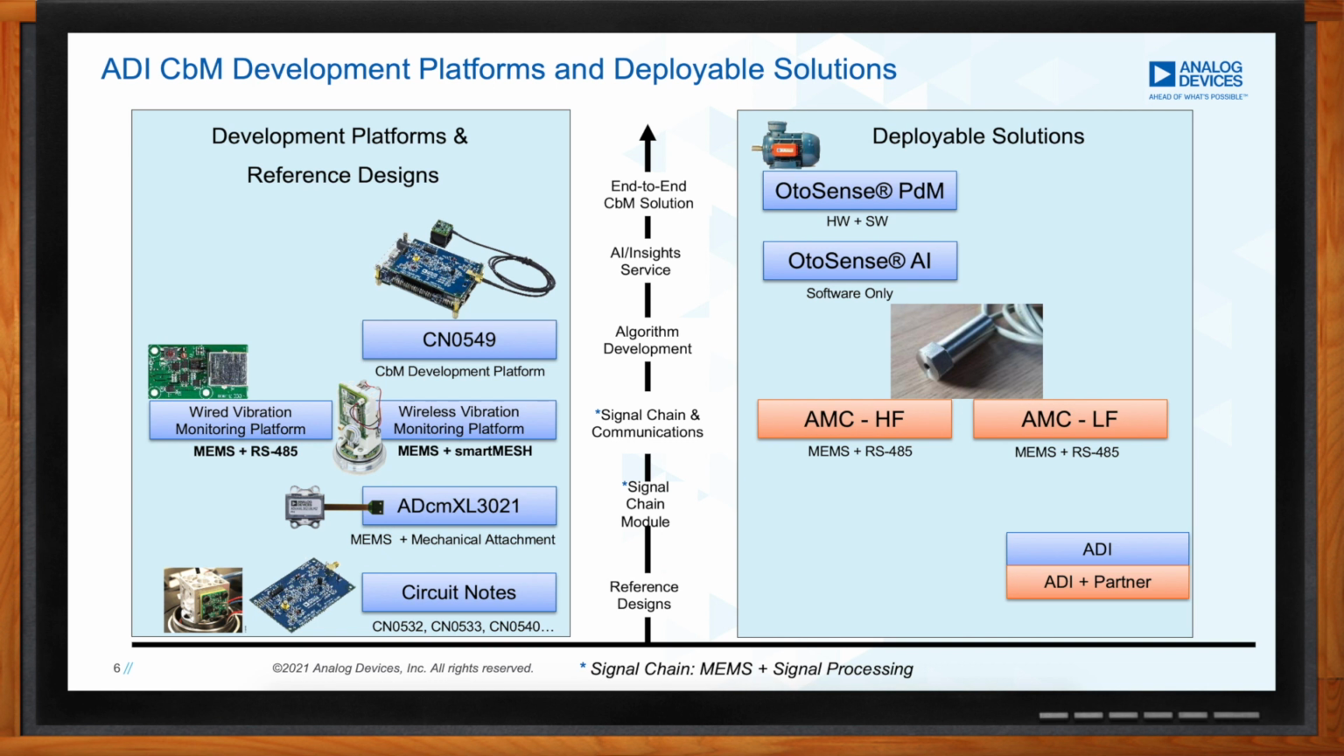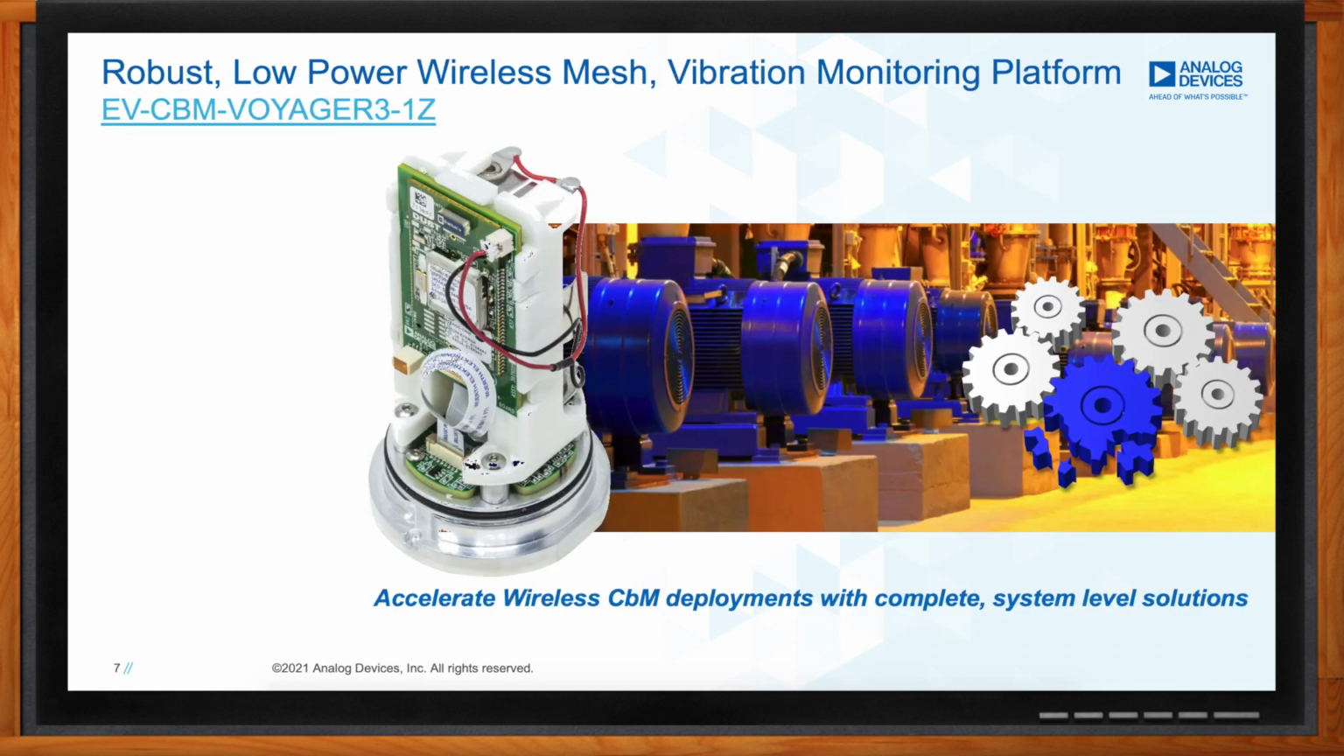I'd also like to take the opportunity to take a little bit more of a detailed look at two of those platforms. The first one I'd like to look at is what we call the Voyager 3 platform. This is a robust, low-power, wireless mesh vibration monitoring platform. As you can see from the image in the center here, this is a fully complete platform. First of all, it is designed in an IP housing.